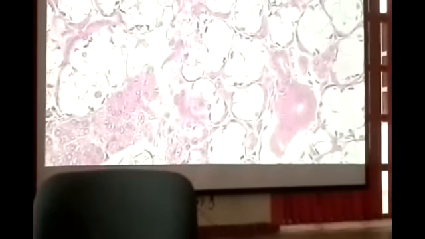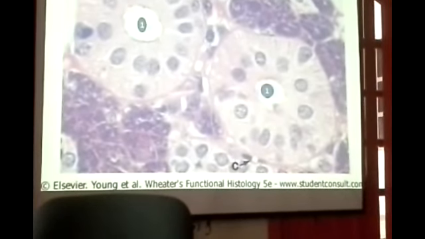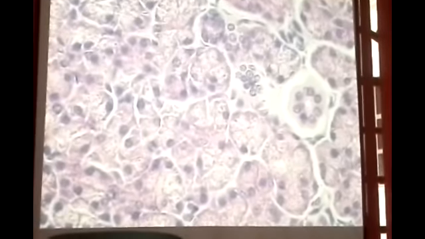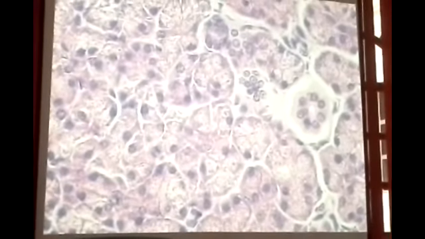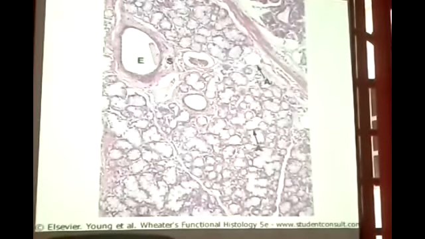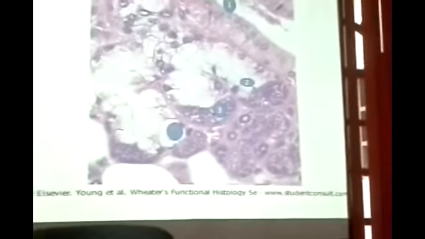Okay. These are mucus acini. This is the sublingual salivary gland. These are striated ducts, which modify the secretion. They are intralobular, and these are intercalated ducts. The small ducts are lined by cuboidal cells. This is sublingual, with mucus acini.